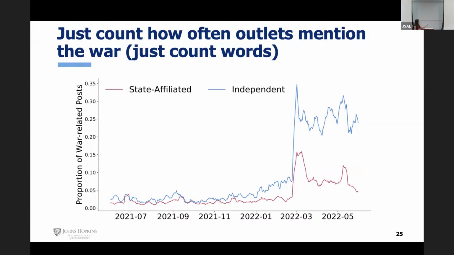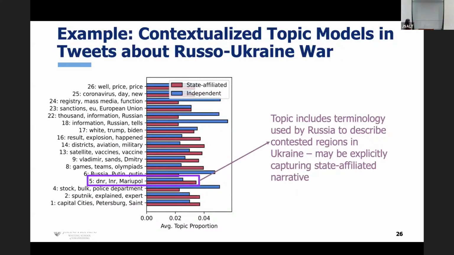But when you look at the topics, what they're potentially capturing is, for example, how often maybe the words military operation are really probable under this topic, and the word war is not very probable under this topic. So the topic is not capturing just generally how much they are talking about the war, it's how much they are using these words that are the state affiliated narrative.